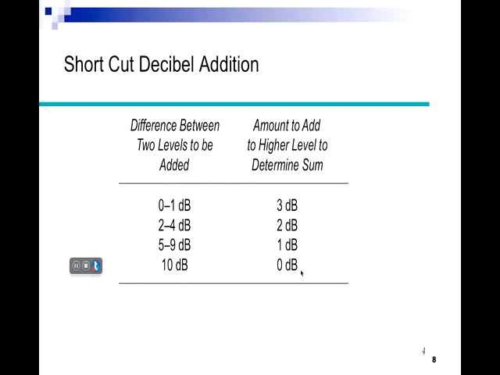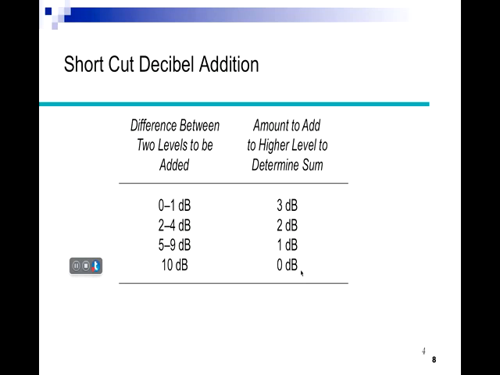If it's between 0 and 1, you'll add 3 to the higher number. If it's between 0 and 4, you'll add 2 to the higher number. If it's between 5 and 9, you'll add 1 to the higher number. And if it's 10 decibels and greater, you don't add anything to the higher number, because, again, that's like weighing the tractor trailer with or without the truck driver. The contribution of anything that's 10 decibels less is not going to have any effect on the higher level at all.